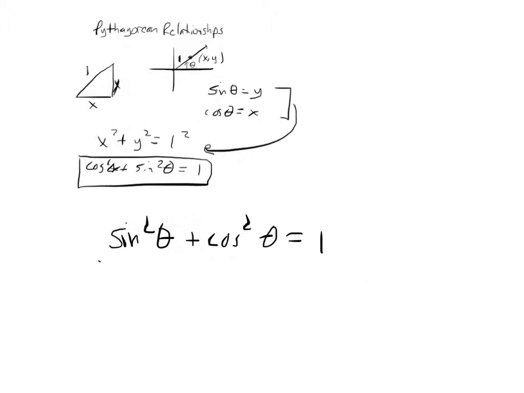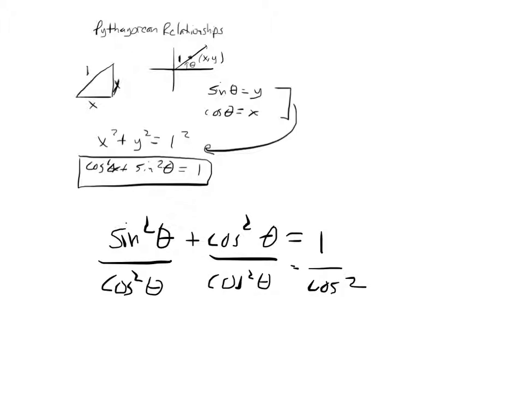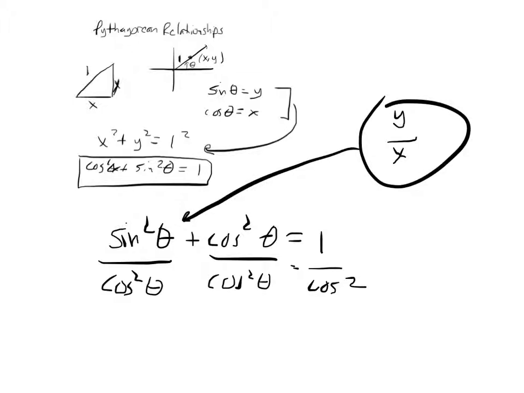So let's go ahead and divide everything in this equation by cosine squared and then simplify. What's sine squared over cosine squared? Well, in this case, sine is y and cosine is x, and y over x, we remember, is the tangent. So that's going to be tangent squared theta plus, well, cosine squared over cosine squared, equals 1 over cosine squared, which equals secant squared theta.